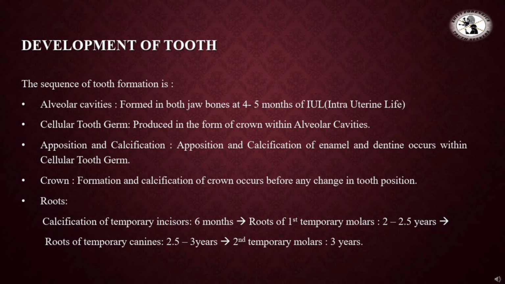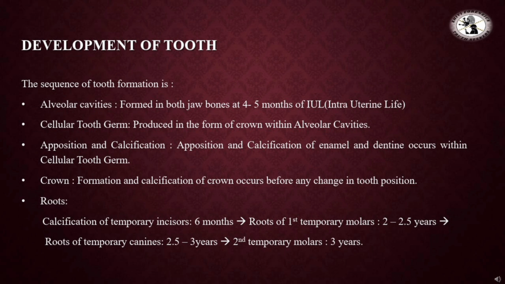Alveolar cavities. It is formed in both the jaws at the age of 4 to 5 months of intrauterine life. Then the formation of cellular tooth germ occurs within the alveolar cavities. Then apposition and calcification of enamel and dentine occurs within the cellular tooth germ. Then the formation and calcification of crown occurs before any changes that occurs in the teeth position. Then the root formation of different types of teeth will be occurring.